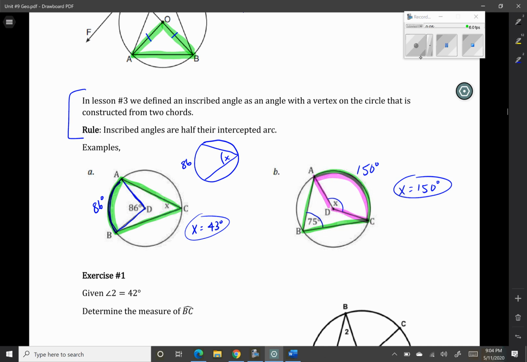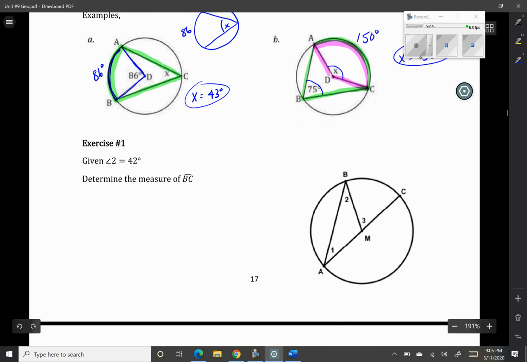So there's a relationship here. When a central angle and an inscribed angle are intercepting the same exact arc, one is going to be half of the other. So the inscribed angle is going to be half of the central angle that intercepts the same exact arc. Kind of a fun rule. You don't need to memorize that rule. That's why it's not written on paper in the notes here. But it is an idea that we can come up with.